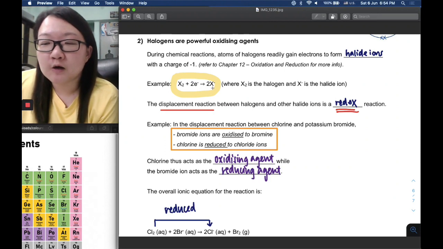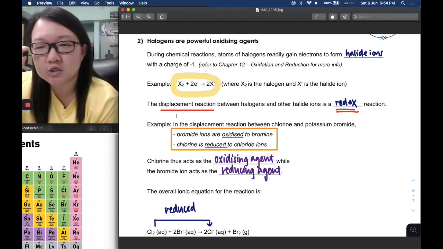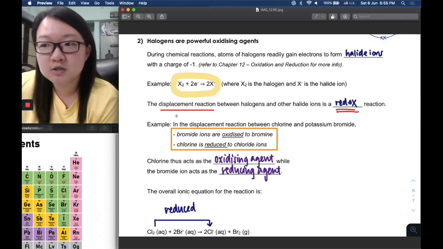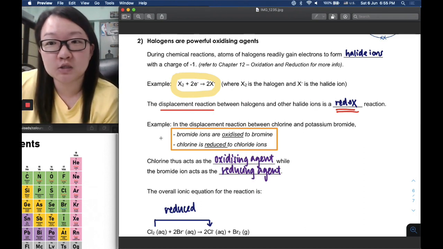So you might be wondering how come here got coefficient 2, right? This is because we need to balance the chemical equation, okay? So the displacement reaction between halogens as well as other halide ions is a redox reaction. Okay, so why is it called a redox reaction? Because in a displacement reaction, both oxidation as well as reduction takes place in one particular reaction.